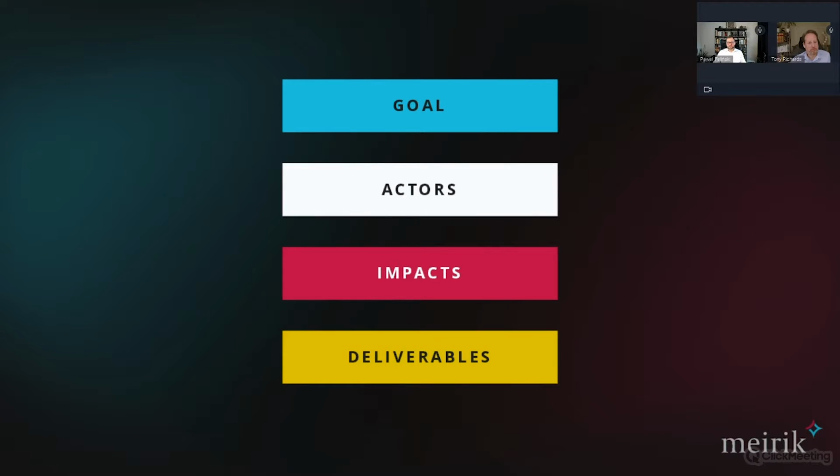In brief, each impact map consists of 4 layers, or areas, and it's very important to understand them before we go into the details. The very first one is the goal. A single goal. If you have multiple goals, as a product owner, for instance, if your strategy has multiple business goals, fine, there's one impact map per goal. That's very important. One goal, one map.